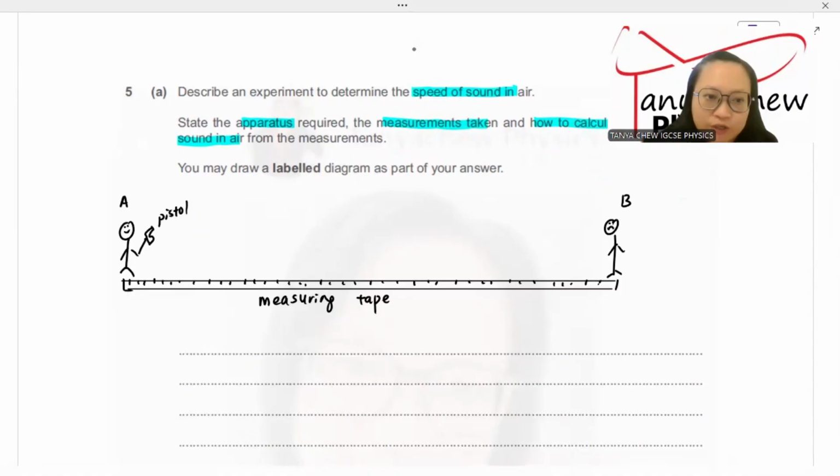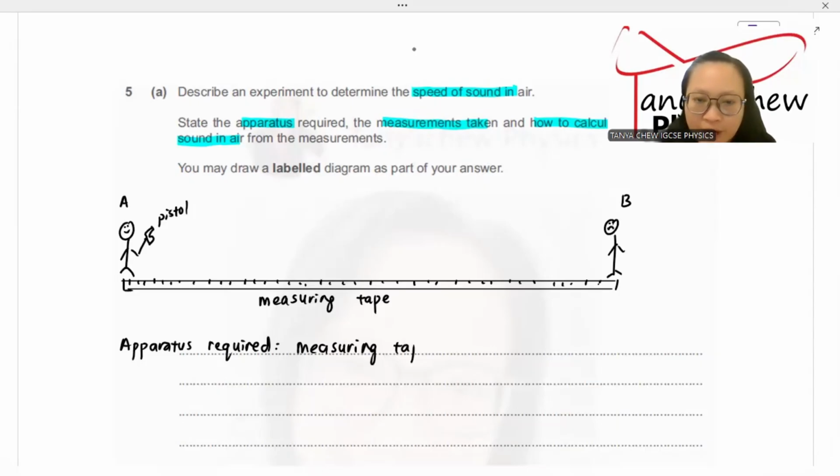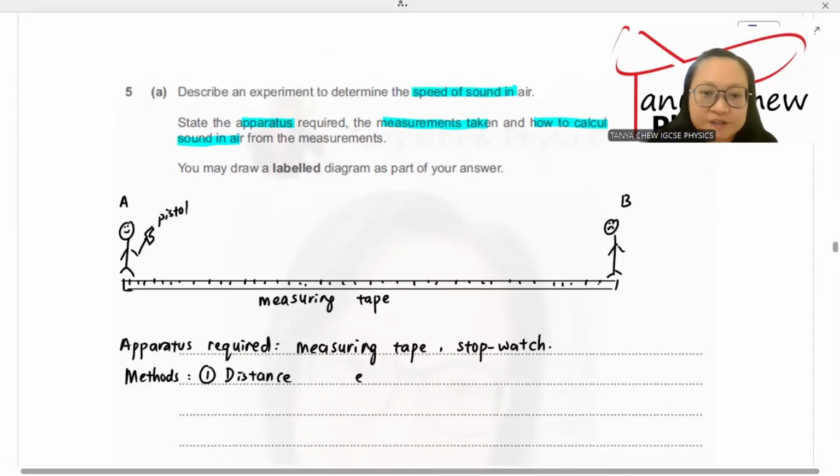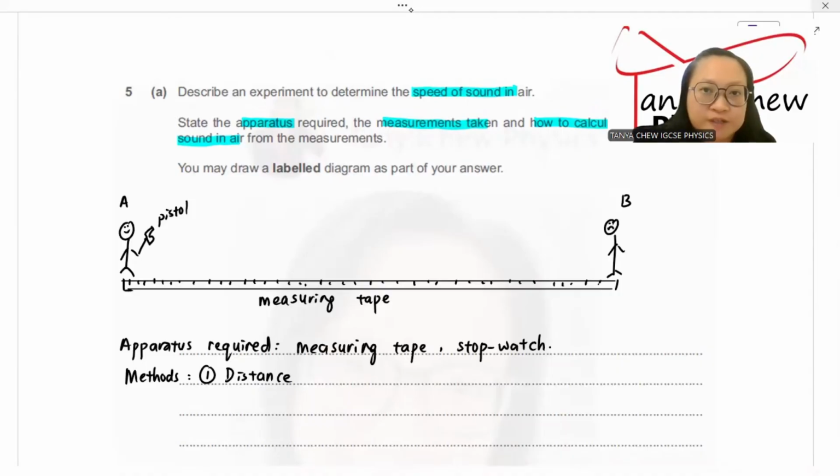I am going to answer the question. Apparatus required. I need a measuring tape. I need a stopwatch. These are called apparatus. And after that, measurement. So this is my method. I just put a symbol for distance first because it is easier that way. I want to show how to calculate the speed by using the symbol later.